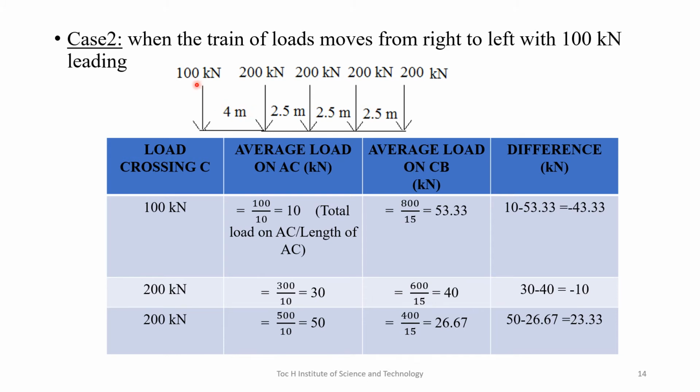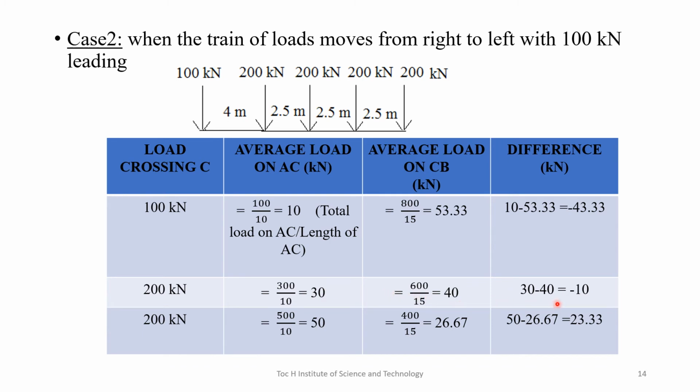Now consider this 100 kilonewton is crossing section C. Now the average load on AC is nothing but 100 only, divided by the length of AC, which is 10 meters, so that is equal to 10. The average load on CB is 53.33, so the difference is minus 43.33. Now consider this 200 kilonewton is crossing the section C. Now the average load on AC is 30 and the average load on CB is 40.